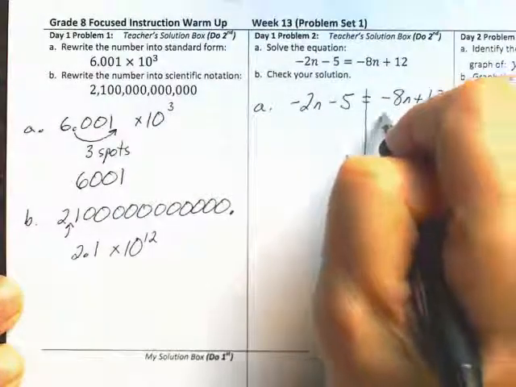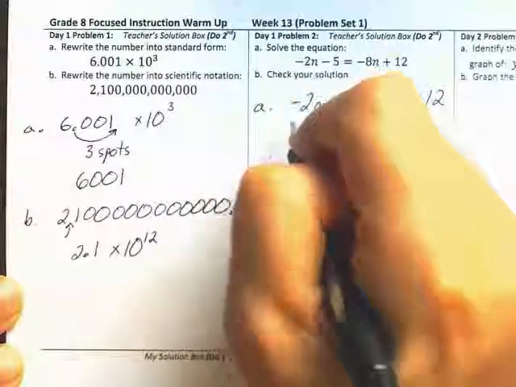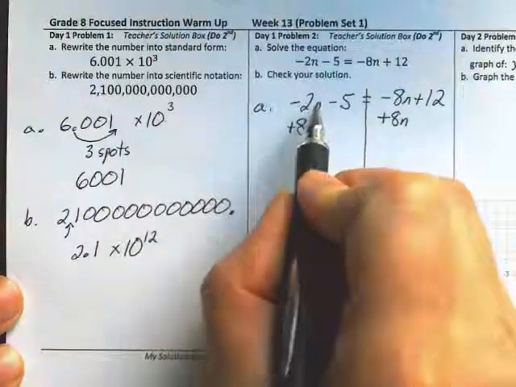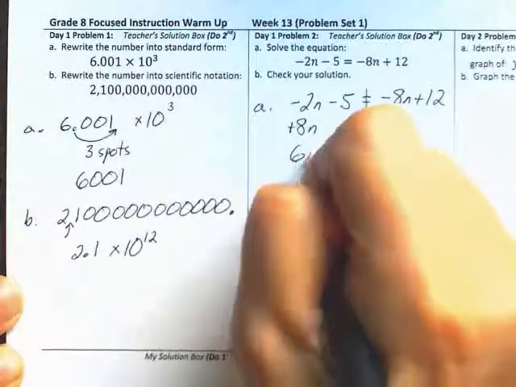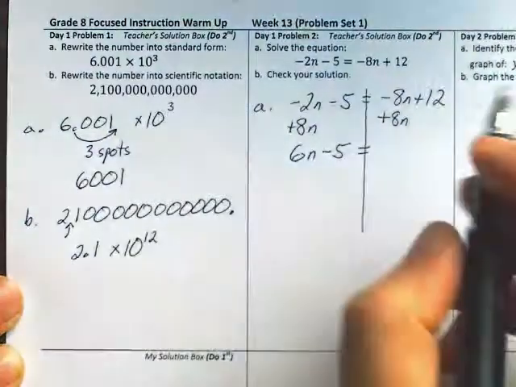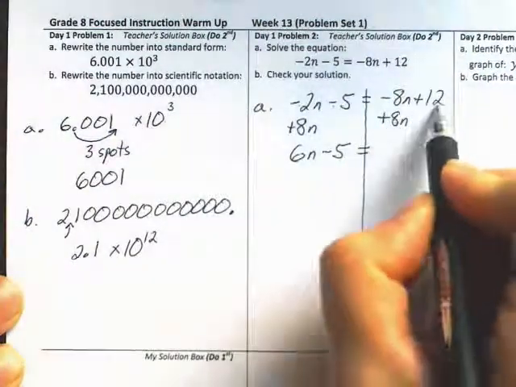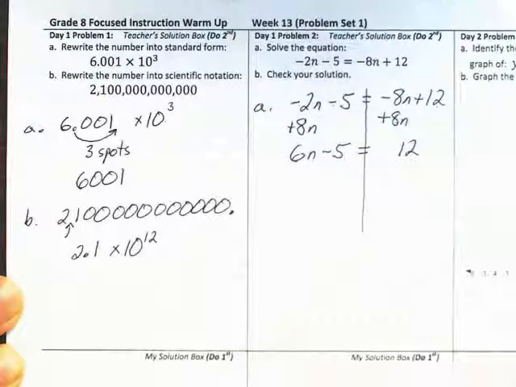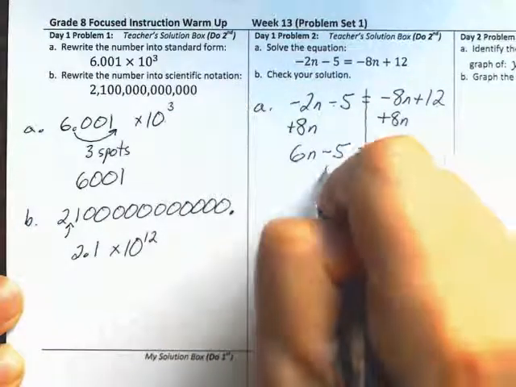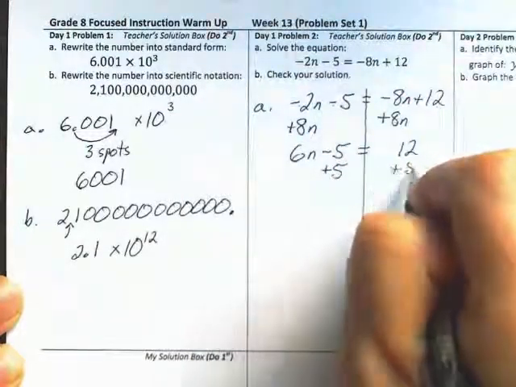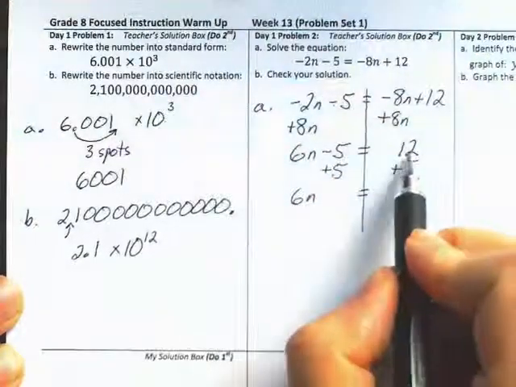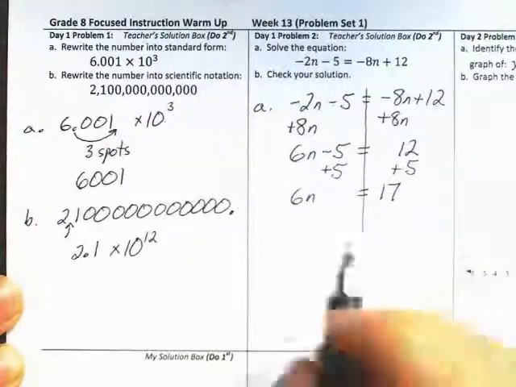And so underneath negative 8n, add 8n. And over here, add 8n. Negative 2n plus 8n is 6n. The minus 5 can be brought straight down. And these cancel out, leaving 12. Next to the n term is a minus 5. We can remove that using addition. The 6n comes straight down, and 12 plus 5 is 17.